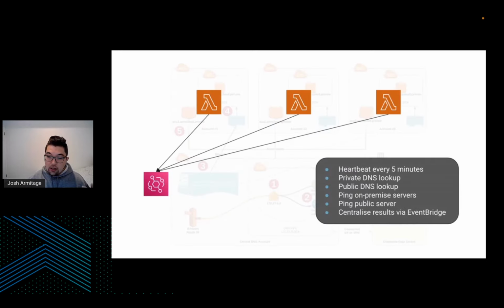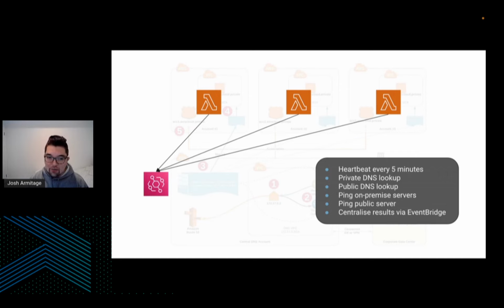What we did is we deployed Lambda functions or Azure Functions or Cloud Functions, whatever. They did a heartbeat every 5 minutes on a schedule that would do a private DNS lookup and a public DNS lookup. They would ping on-premise servers and ping public servers. Then they would put their results onto EventBridge, which we just stored locally. Again, you can swap these services out.